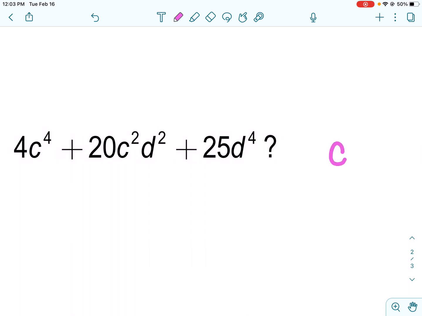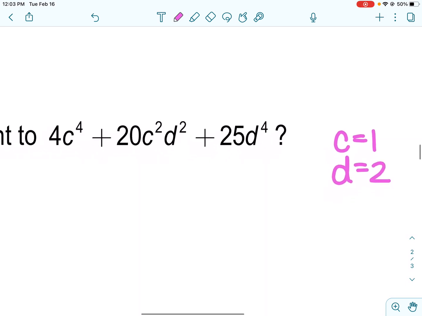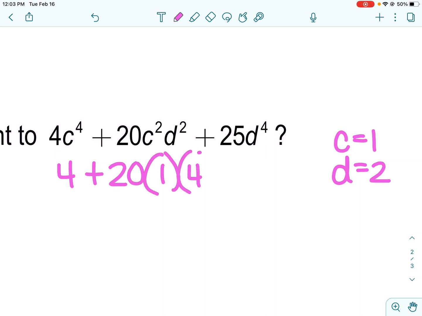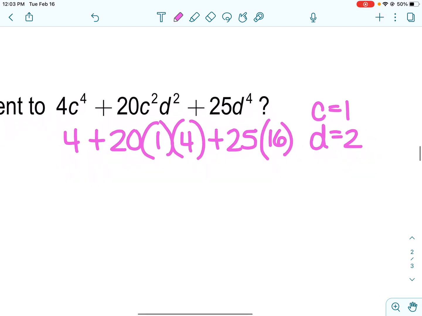So what I'm going to do is plug in 1 for C and 2 for D, and see what this equals. Then we'll see which other one also equals that. So this is going to be 4 plus 20 times 1 times 4 plus 25 times 2 to the 4th, which is 16. You would type that in your calculator, and that ends up being 484.